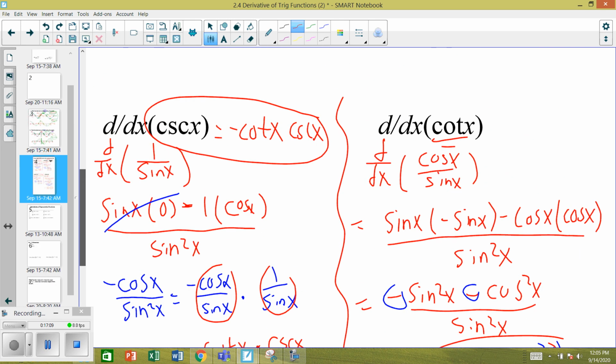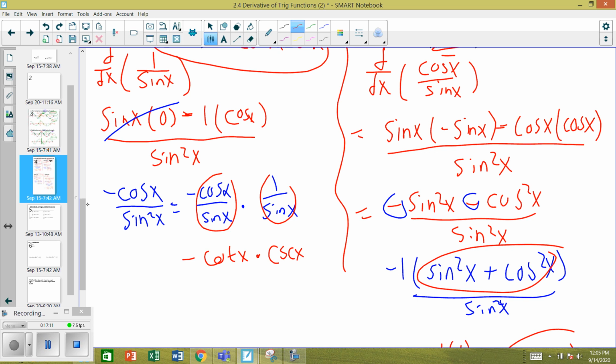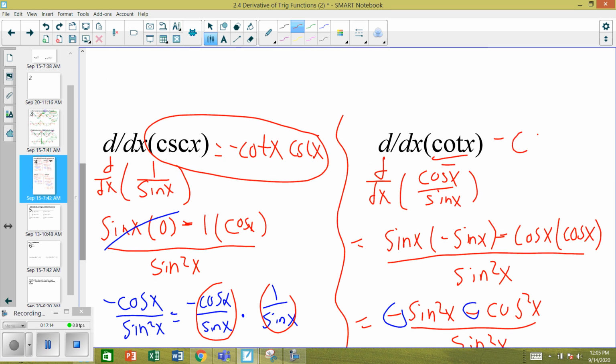So that being said, I know that this is equal to negative cosecant squared x.